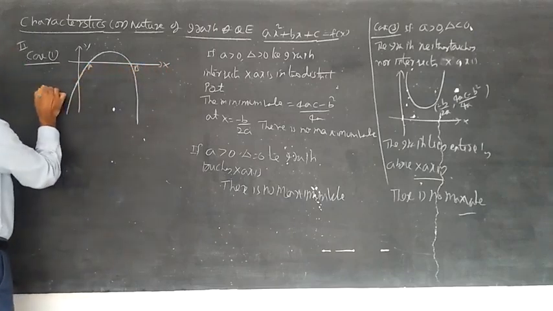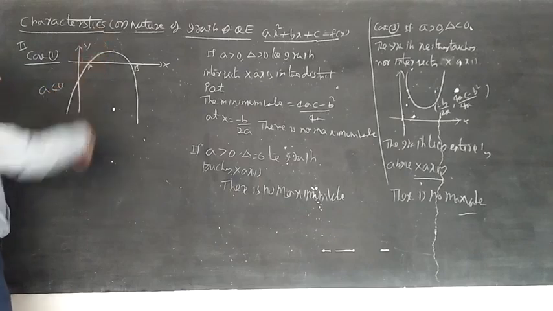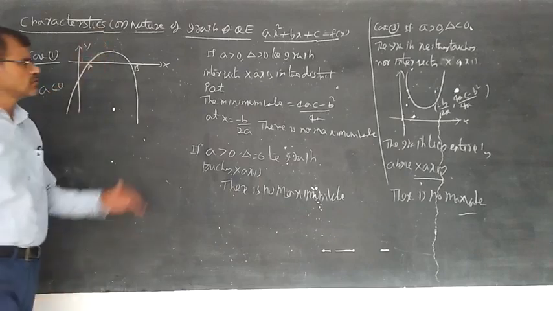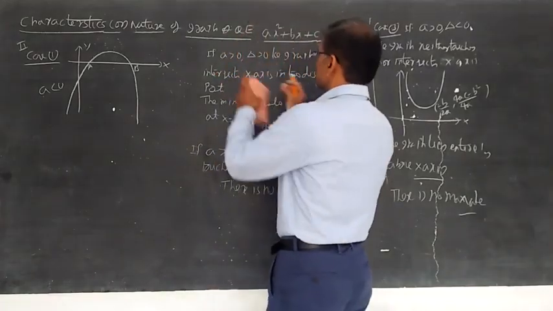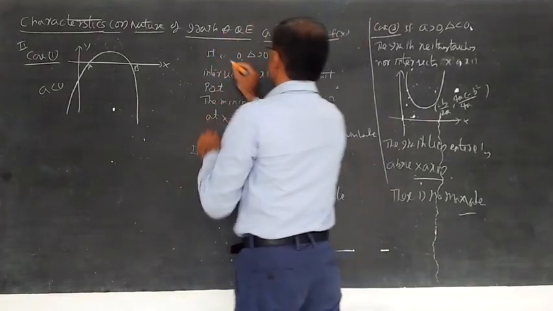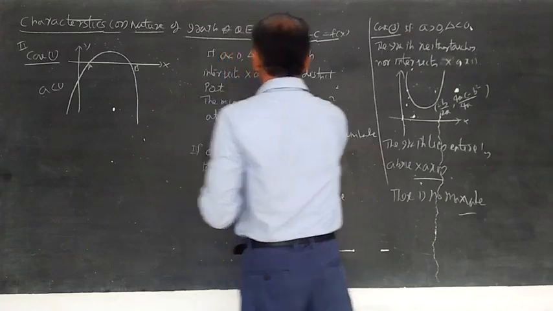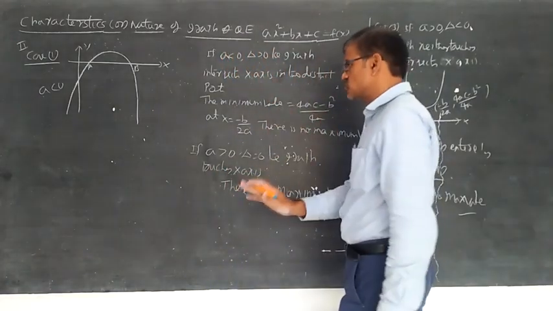What is happening? This is the a less than 0 concept. a less than 0 means negative. The graph will be on the negative side. So you can write here: if a less than 0, comma, delta greater than 0, the graph intersects the x-axis at two distinct points. It's okay.